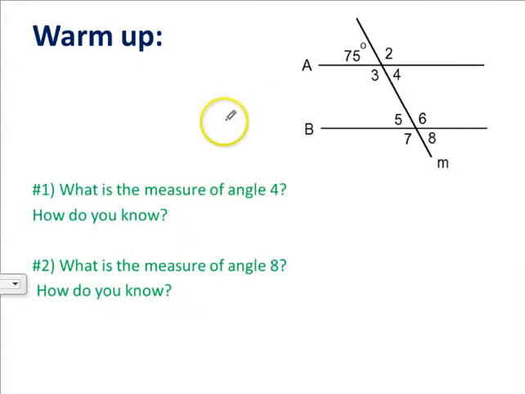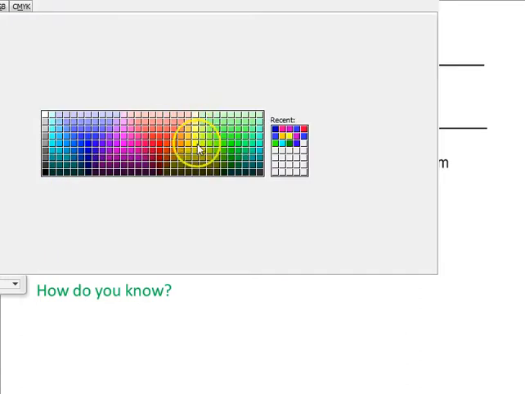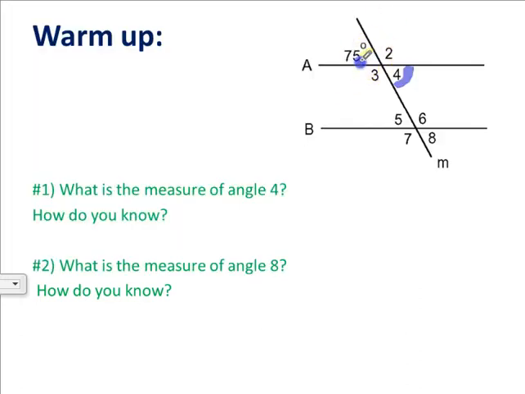All right, so for the warm-up question, we are first asked to find the missing measurement of angle 4, which I've marked on the figure to the right. How can we figure out what the measurement of angle 4 is? So note we do have an angle that is marked. So this angle right here is 75 degrees. We'll call that one that's marked already angle 1.